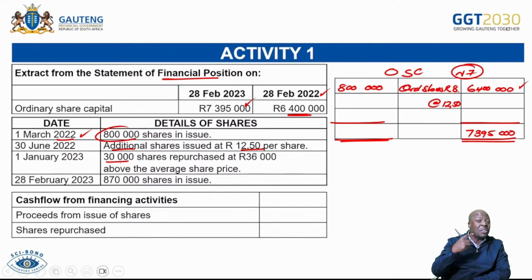Once I hear the word repurchase, I come here, I open bracket. And I come here and I say 30,000, okay, repurchased. And I'm told it is at 36,000 above the average.